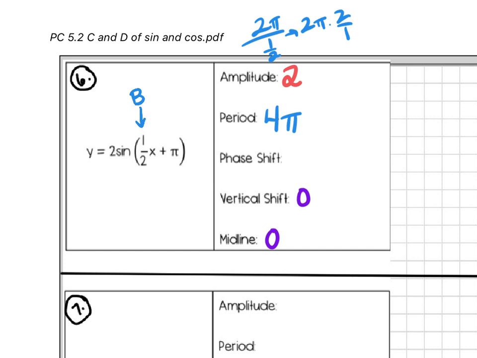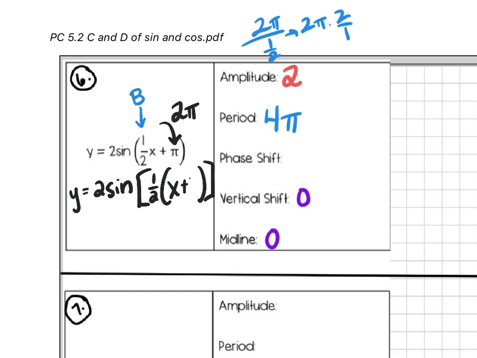To find the phase shift, I'm going to rewrite this and factor out the 1/2 from every term inside the parentheses. So I'm going to make a bracket, and then I'm going to factor 1/2 out of both of these. When you factor out 1/2, what you are essentially doing is multiplying the second term by the reciprocal of 1/2. The reciprocal of 1/2 is 2. I'm going to multiply the second term by 2, which will give me 2 pi inside of that parentheses. Now I can correctly see my phase shift, which is going to be to the left, 2 pi.